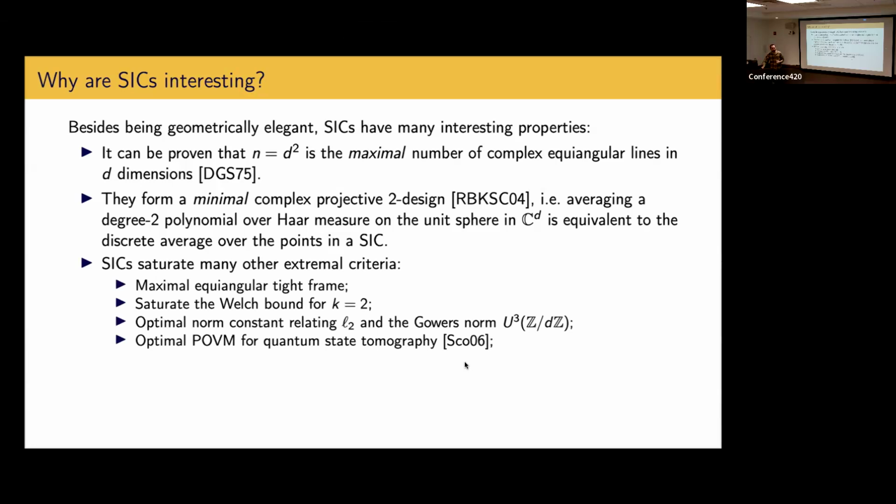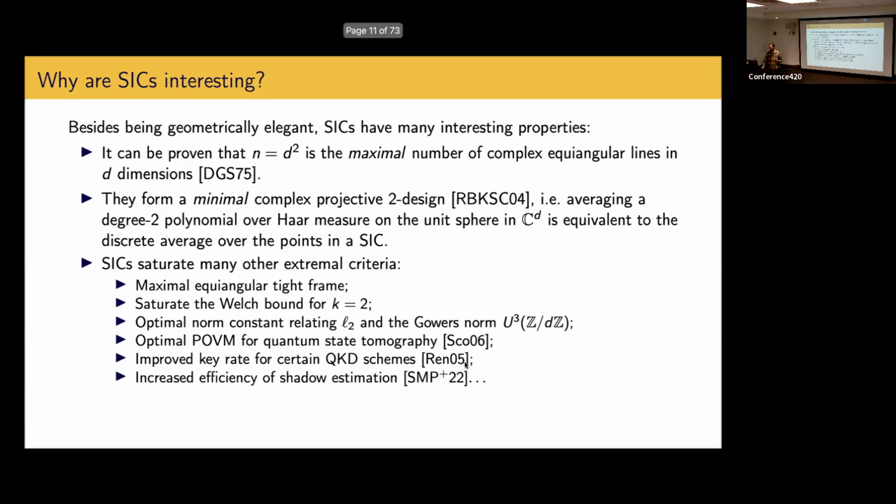Do you know what a tomography is? All right. So for some specific loss function, they give you an optimal measurement for quantum state tomography. They give you an improved key rate for certain QKD schemes. They increase the efficiency of shadow estimation. This is an experimental paper, in fact. So they appear in a lot of contexts. But do these things even exist? Well, we saw on the last slide, they exist for d equals 2.